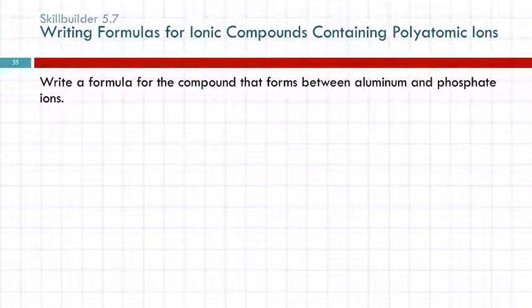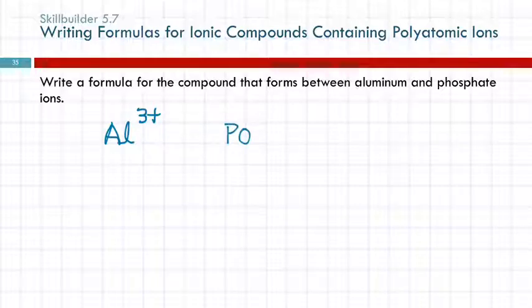Let's see. Oh, good. We've got another example. Compound that forms between aluminum and phosphate ions. So aluminum. What's the charge on an aluminum ion? 3+. Because it's in group 3. Phosphate ion. Well, you see this ATE on there, and that should make you think, that might be one of those polyatomic ions. I'm going to look it up in my head and save us from scrolling through all those things. It's PO4, 3-.